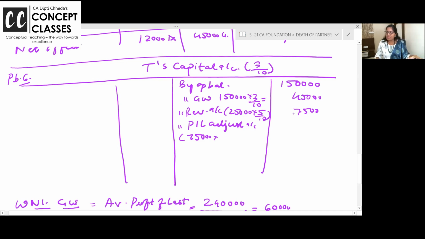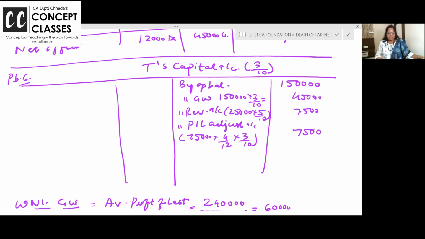7,500. Change. Now, 75,000 is last year's profit. For 4 months, it is how much? And in that, T's share is how much? 75,000 is 12 months profit. So 4 months profit is coming 25,000 in calculator. Into deceased partner's share, 7,500. Now correct.